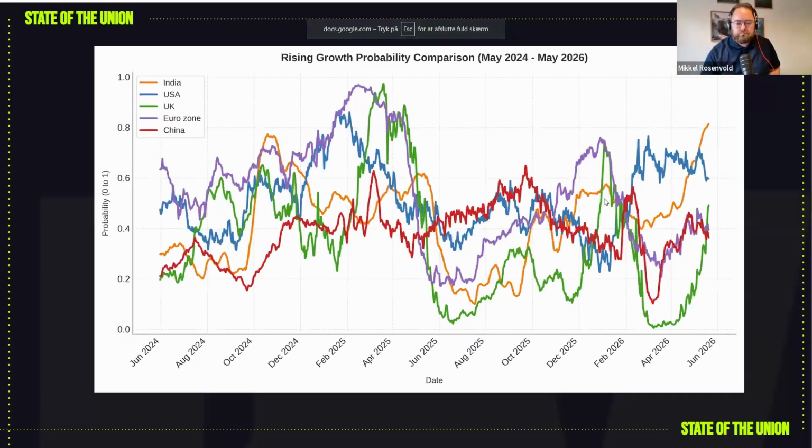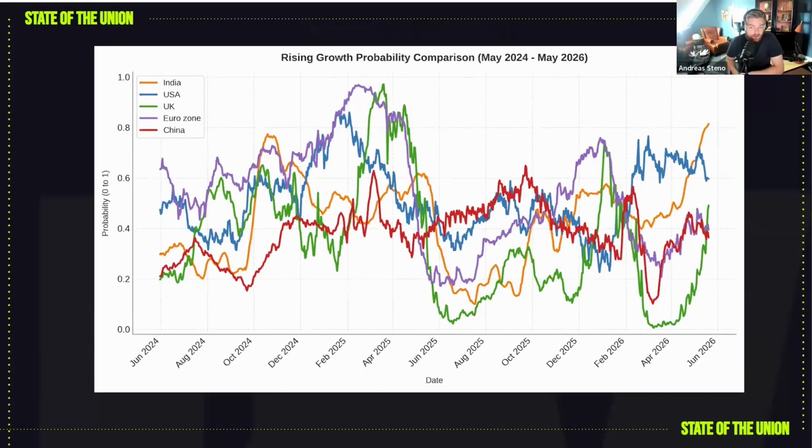Yeah. These comparisons, and I'm just going to make it a little bit bigger for you to see, where we take all the geographies and look at the rising growth probability. What really struck me here, Andreas, is India going through the roof with a very, very high probability of rising growth. Do you have any idea why? And is this a signal strong enough to actually trade upon it? I certainly think it is.